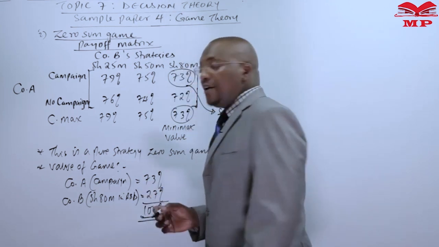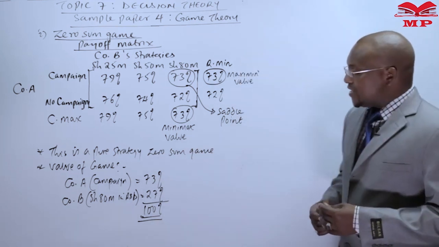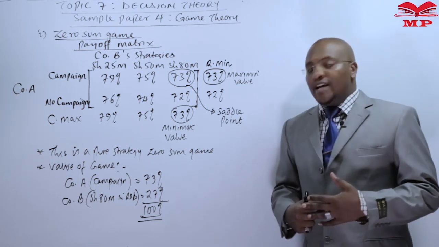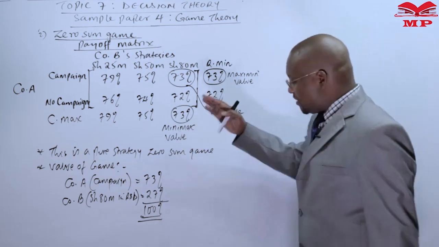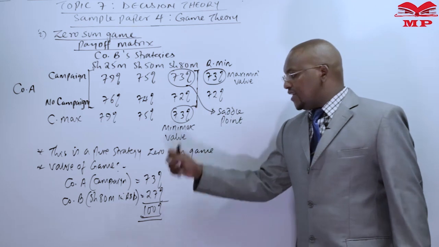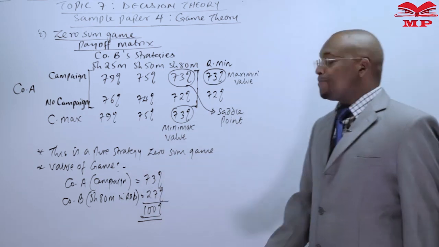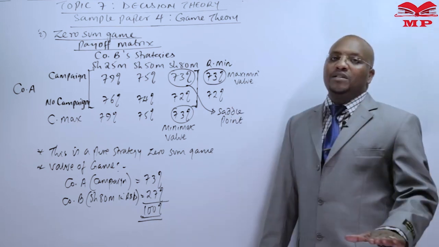Now, these kind of games where the percentage is 100, we normally call them constant sum games, because the total must be 100. Whichever we select, the total must be 100%. So this time, company A controls 73% while company B controls 27%, and that gives us 100%. That is all about Roman 1, about the zero-sum games.